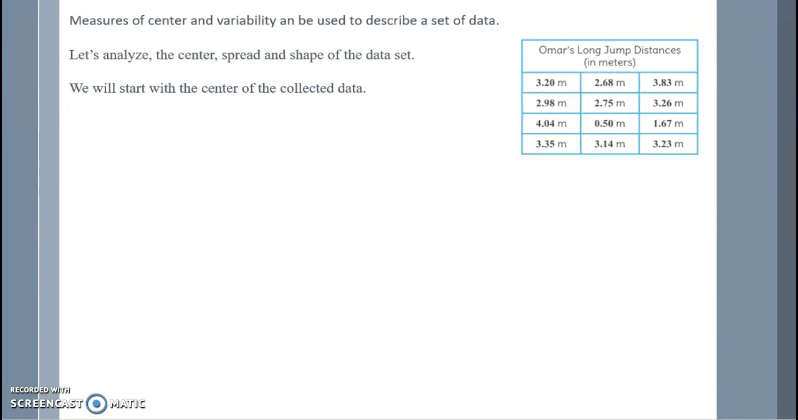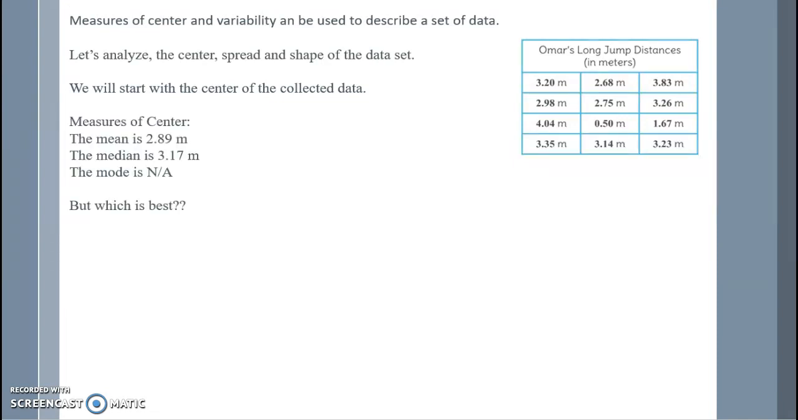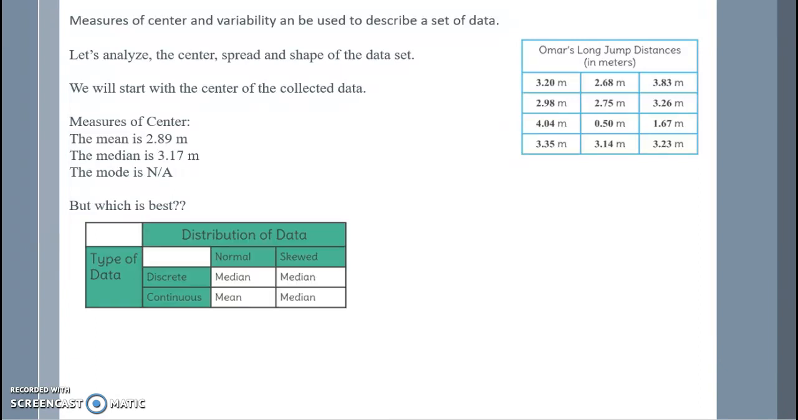Let's analyze the center, spread, and shape of the data. We'll start with the center of the data collected on the right, which is meter jumps and the long jump distances. So the measures of center I'm giving you: the mean is 2.89, the median is 3.17, and there is no mode. But we need to know which one is best when we want to look at data itself. So depending upon the type of data we have and the distribution of the data tells us what might be the better one to look at.